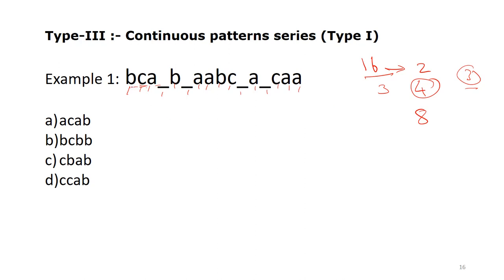Okay, let me check. So 1, 2, 3, 4. 1, 2, 3, 4. 1, 2, 3, 4. 1, 2, 3, 4. Now try to compare, is there any similarity here? B is here, B is here, B is here. So obviously B should be here. C, C, C. So C should be here. Third term is A should be here. And fourth term is A should be here. So answer is A, C, A, B.